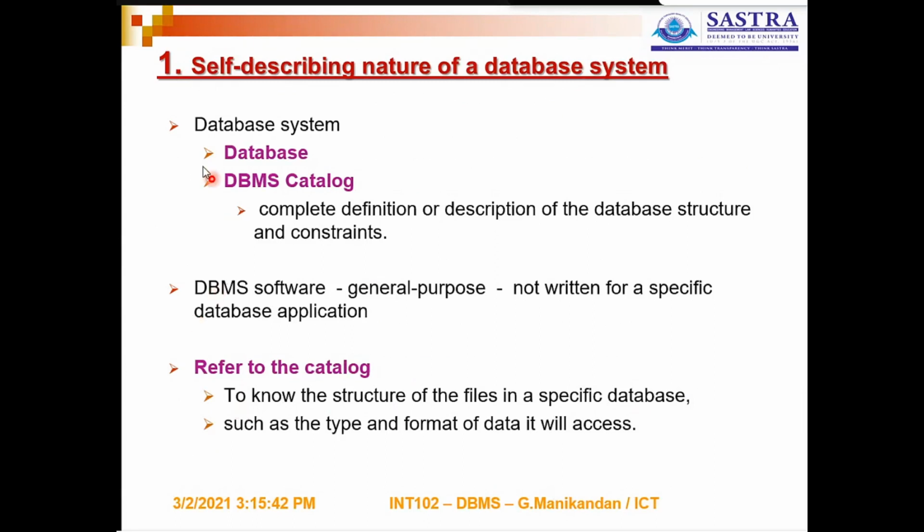So the fundamental characteristic of a database system is that, in addition to your database, that is in addition to the data, it stores the complete definition or the description of the database structure. So what is the structure associated with the database and what are the constraints? So this information is stored in the form of a DBMS catalog.